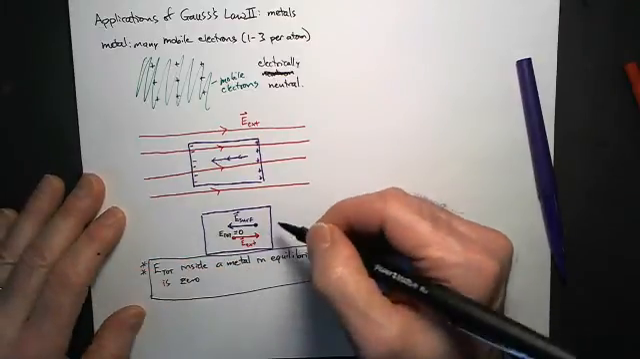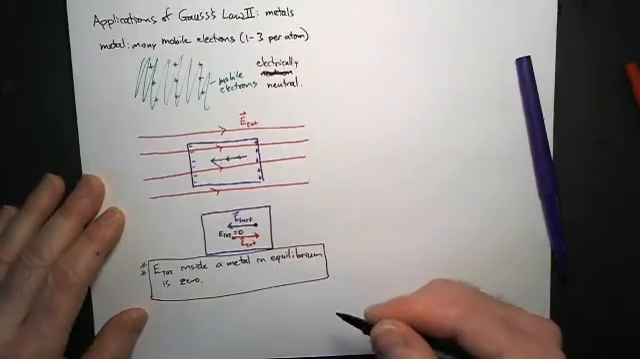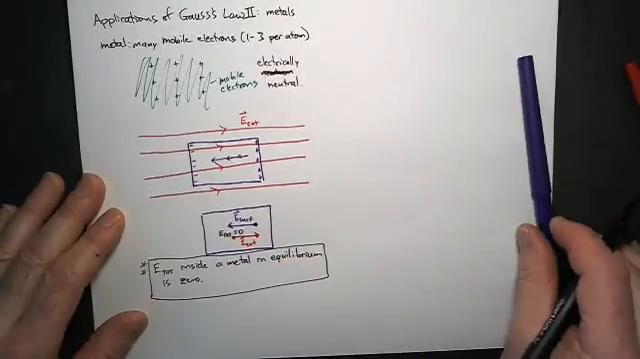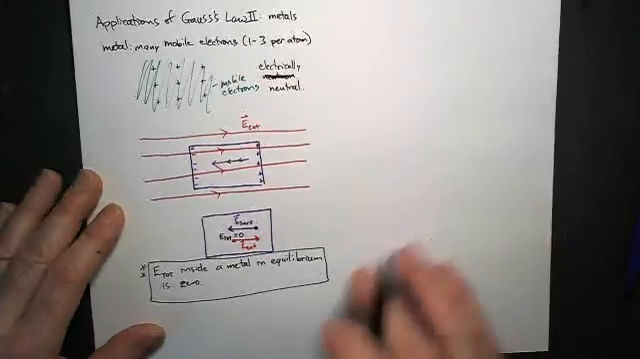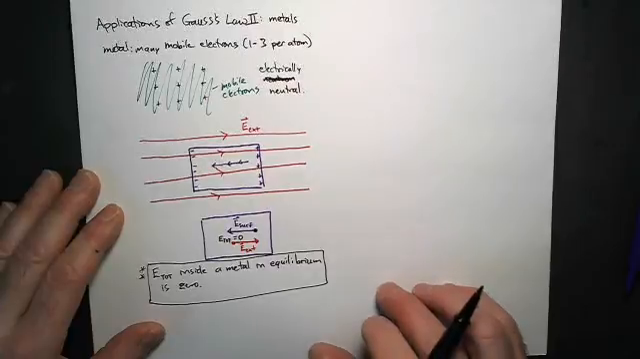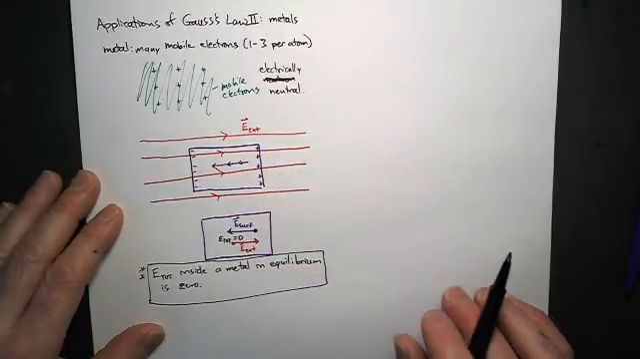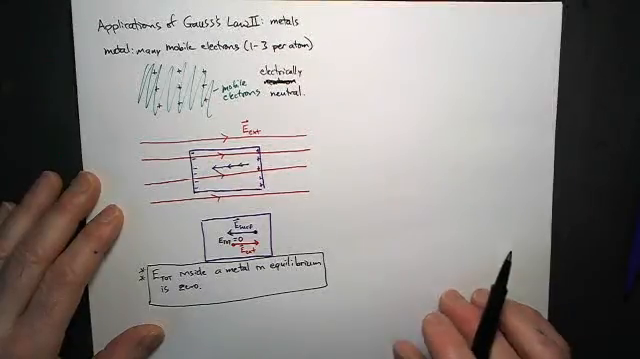Now actually establishing this equilibrium occurs very quickly. So this occurs in less than 10 to the minus 12 seconds. So very, very quickly from the time where I put on the external field, the charges within the metal rearrange themselves so that the total electric field within the metal is 0.